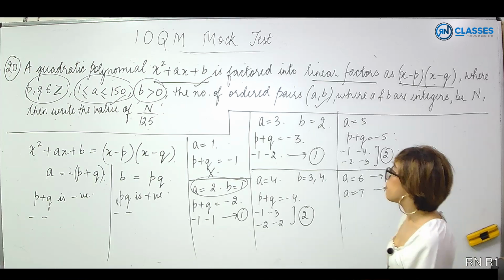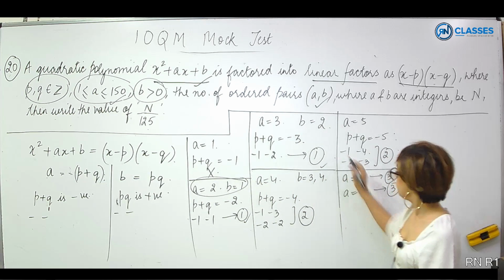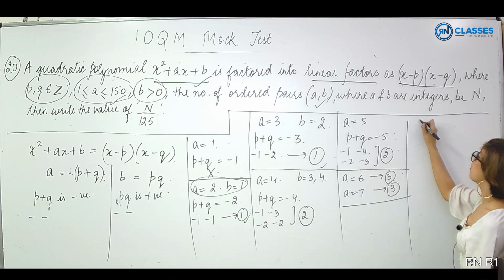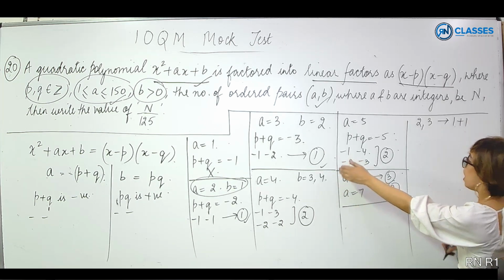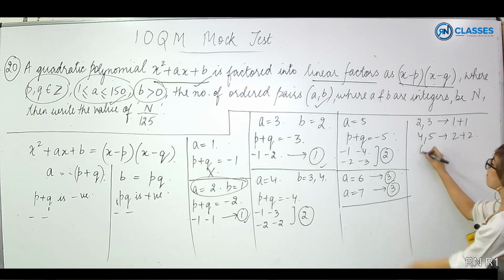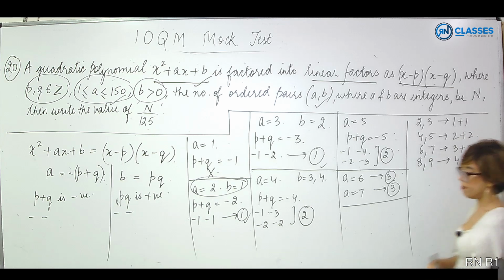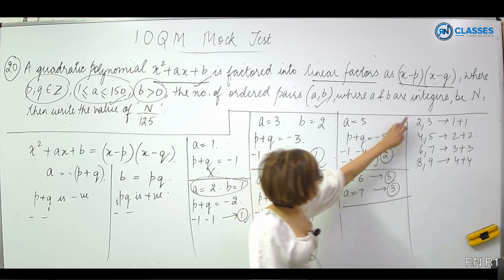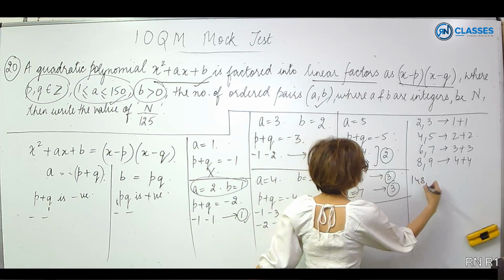Right? Let's see. Leave 1, we don't care. For 2 and 3, I'll get 1 plus 1. For 4 and 5, that is 2 plus 2. For 6 and 7, that is 3 plus 3. For 8 and 9, you can very well find out, it turns out to be 4 plus 4. So that means I can go on till 148 to 149.